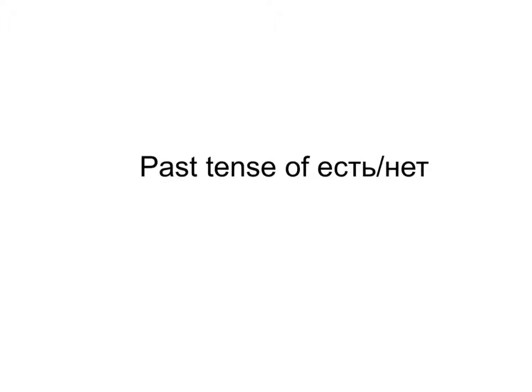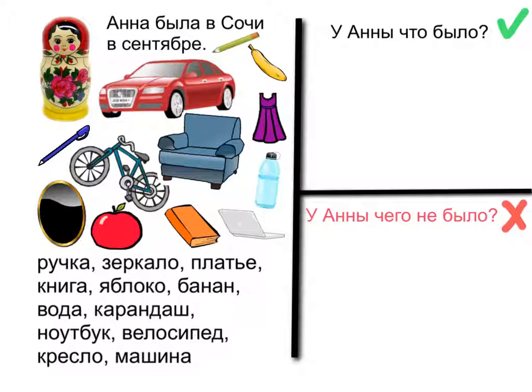In this video, we will talk about the past tense of есть and нет. Анна была в Сочи в сентябре. Что было у Анны в Сочи и чего не было у Анны в Сочи?